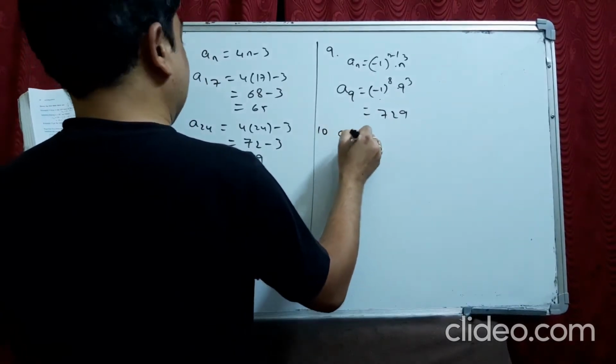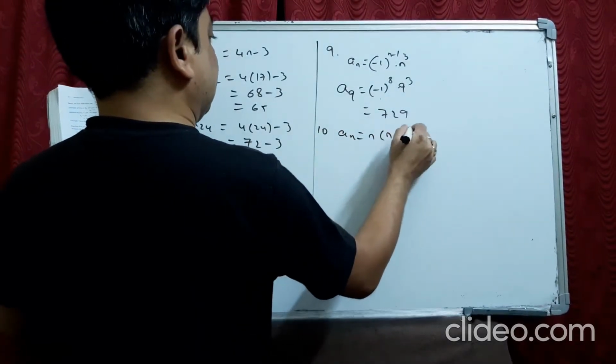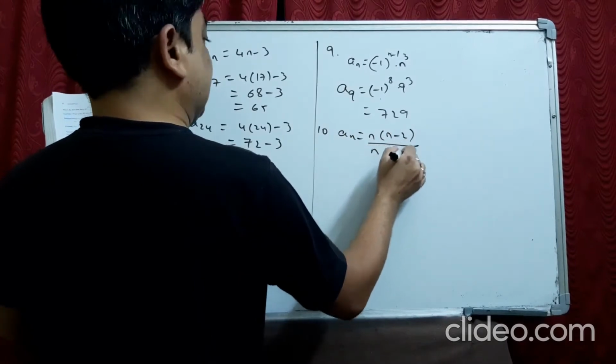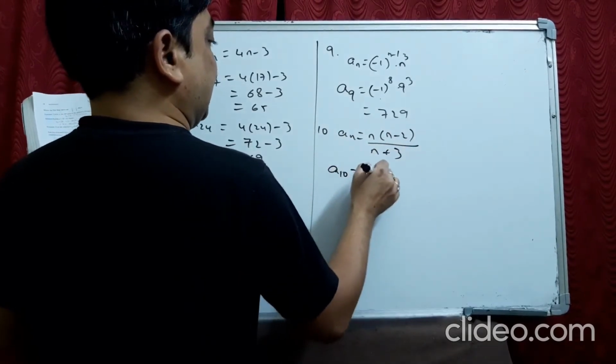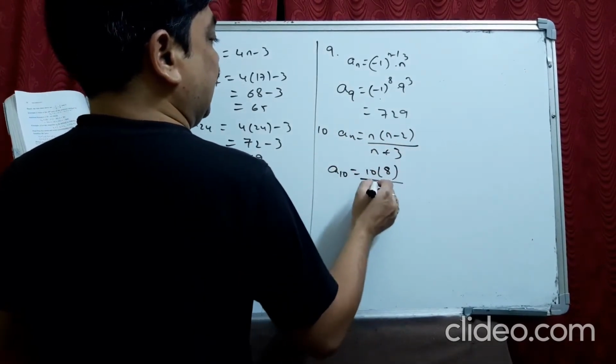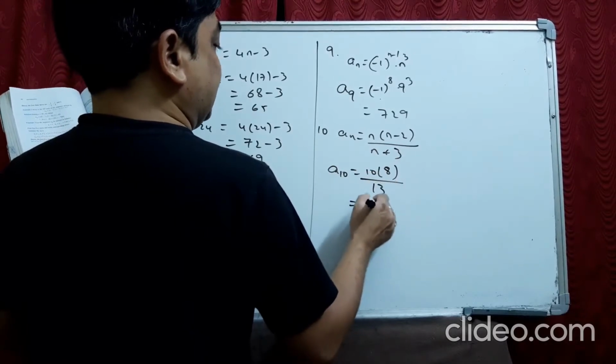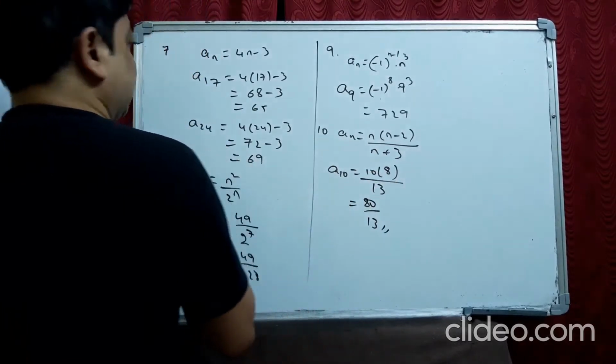10th one, a_n is equal to n into (n minus 2) by (n plus 3). a10 will be equal to 10 into (10 minus 2), 8, by 10 plus 3, 13. 80 by 13. That's it. Okay?